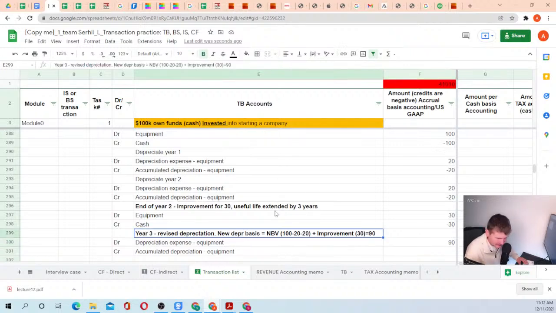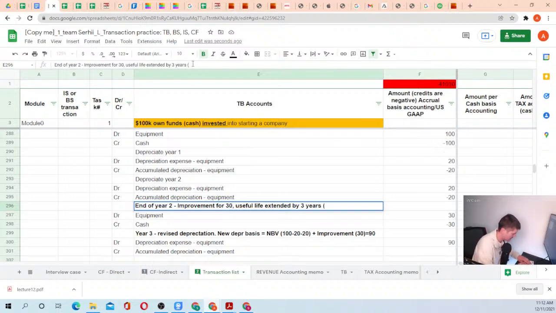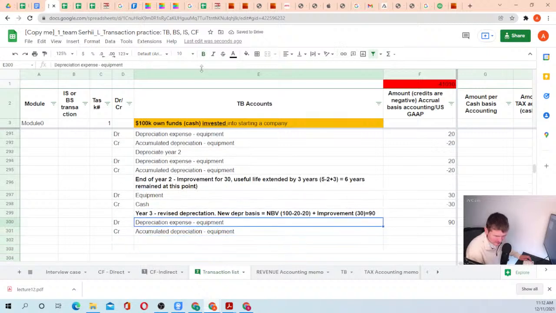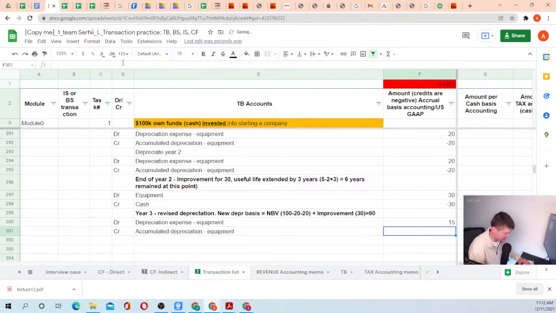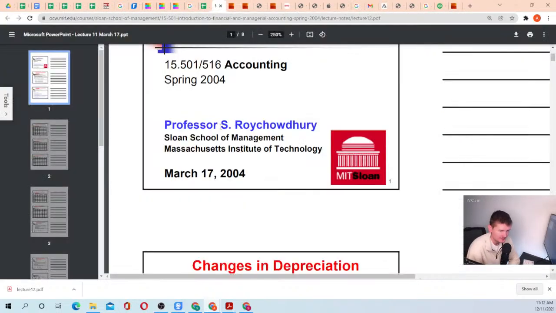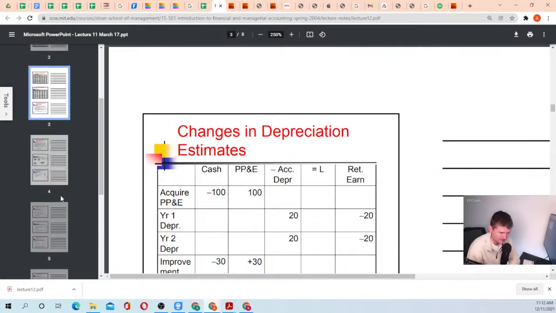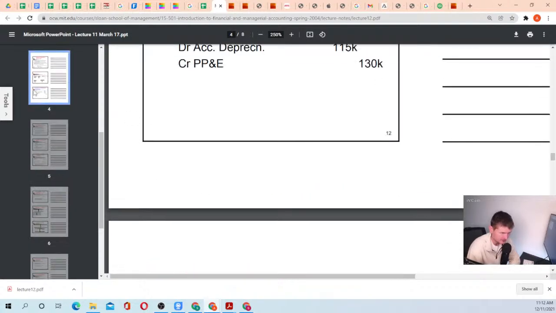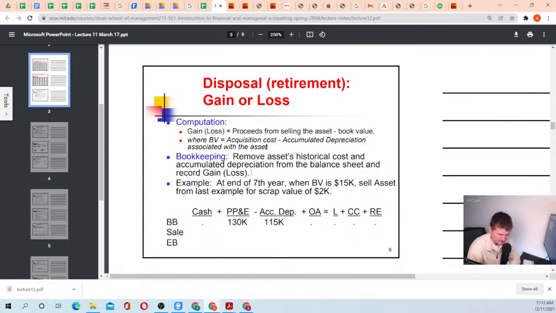And let's call it here 5 minus 2 plus 3 years remained at this point. So that's what useful life remained at this point is. It's 6 years. So we divide it by 6, and going forward until we reach 0 for the next 6 years, we will depreciate it for $15 per year. Now let's see if we have any examples for our disposals.